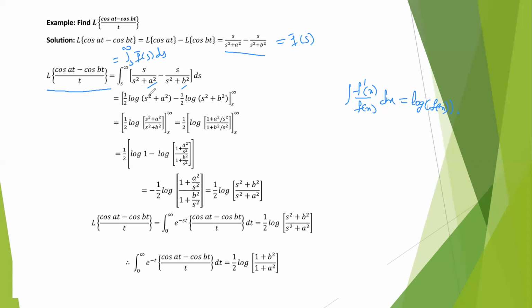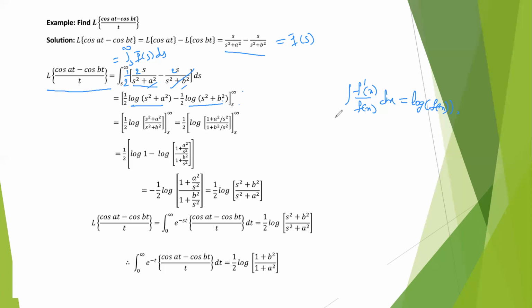So to have this differentiation, what we observe is that the differentiation of s square plus a square is 2s, and we have only s here. What we are supposed to do is multiply and divide by 2 here. So this 1 by 2 remains, and the integration of 2s by s square plus a square becomes log of s square plus a square. The same thing will be done for the next integration also. 1 by 2 remains as is, whereas 2s by s square plus b square becomes log of s square plus b square, under the limits s to infinity.